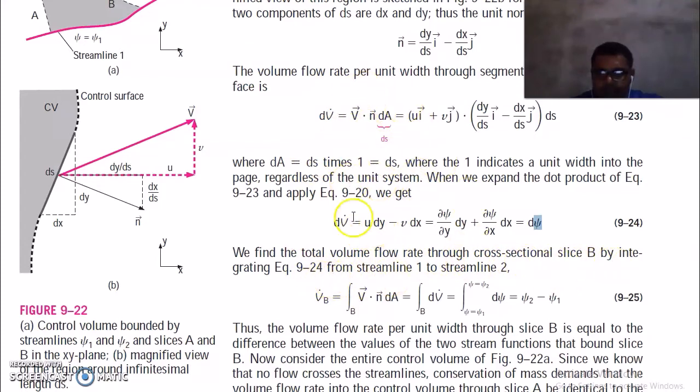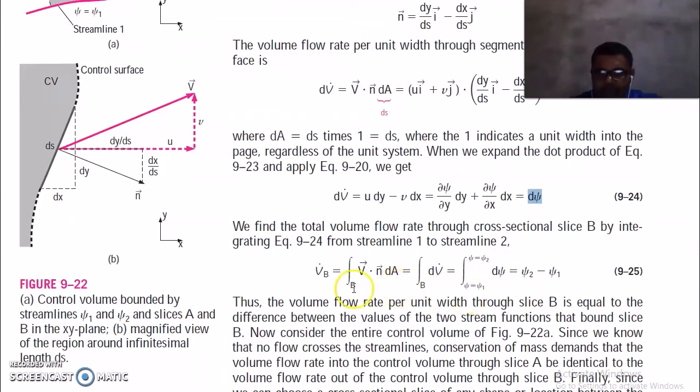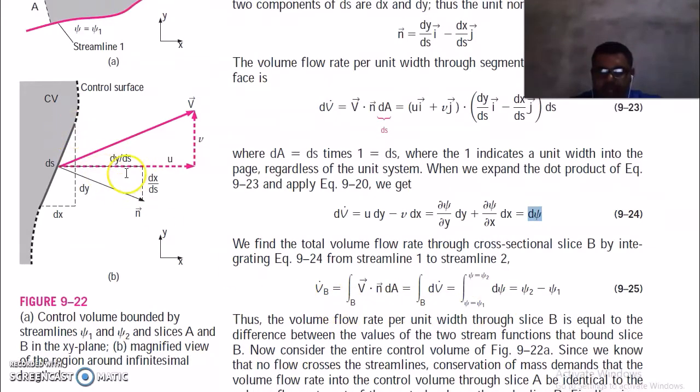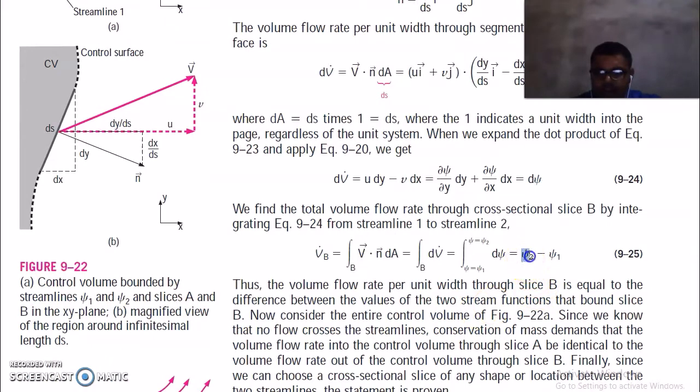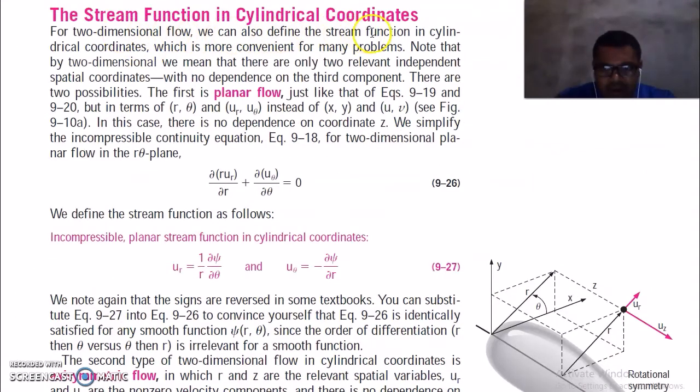When you integrate from streamline 1 to streamline 2, you will get psi 1 to psi 2, and when you integrate d psi, you will get psi 2 minus psi 1. It means your volume flow rate at B at this point is equal to the difference of the two streamline functions, psi 2 and psi 1. The stream function in cylindrical coordinates.